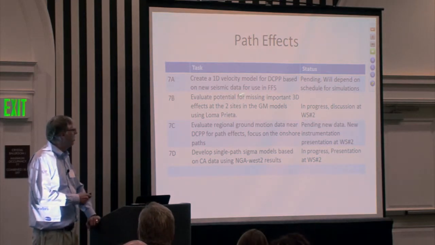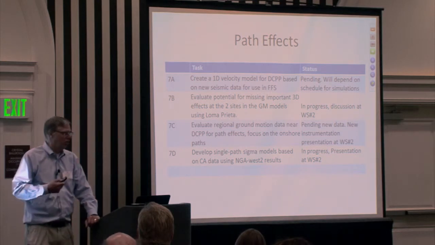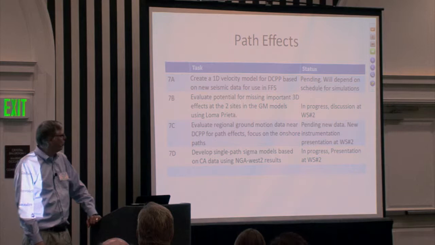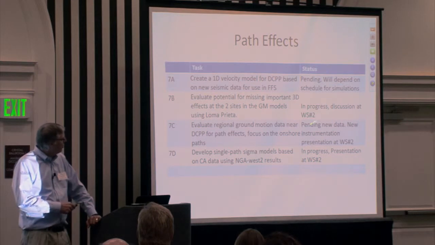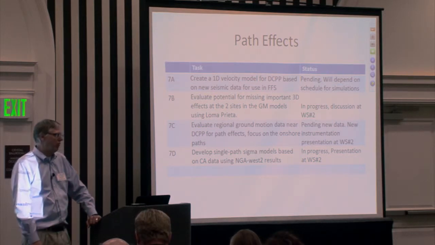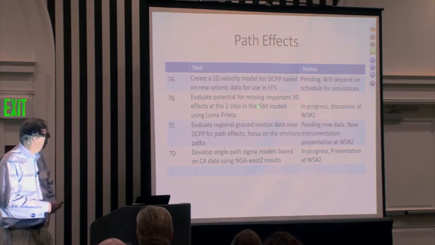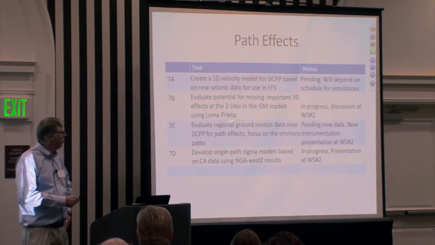What you'll see today in terms of the presentations are using broadly generic California Green's functions, not trying to identify specific path effects. Another question that we're going to get, though, is: are we missing something really important, fundamental in 3D effects that isn't captured when we're just doing our current models? So part of this is looking at Loma Prieta.